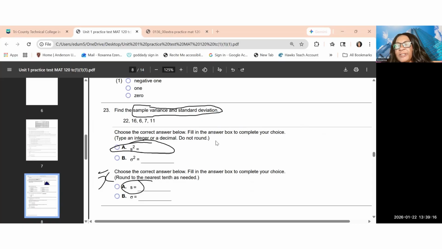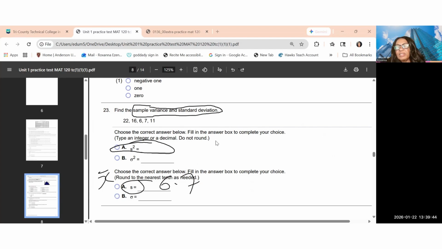The sample variance is, let me see how many decimal places. Round to the nearest tenth. Right? Rounding to the nearest tenth means round to one decimal place. So the sample standard deviation is 6.7.